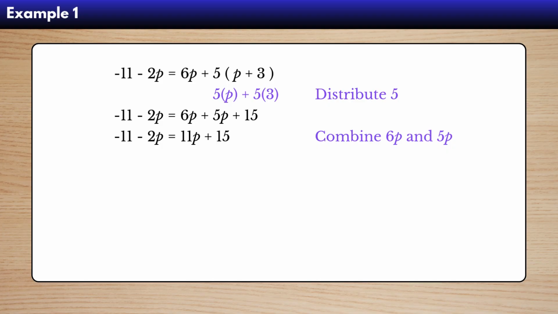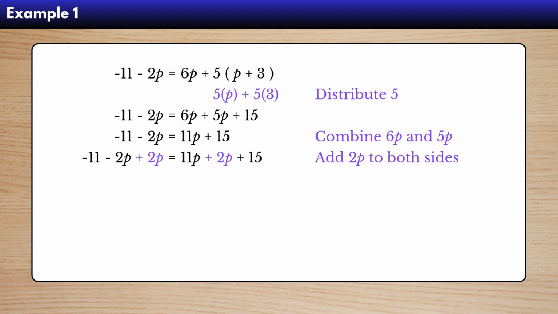Now, we need to make it so that we only have a variable term on one side of our equation. To do this, we'll add 2p to both sides. Negative 2p and positive 2p will zero out, giving us negative 11 on the left side of our equation. 11p and 2p can be combined on the right side of our equation, giving us 13p plus 15. Now that we have a variable term on one side of the equation, we can isolate the variable term 13p, because we need to do this before we can isolate p.